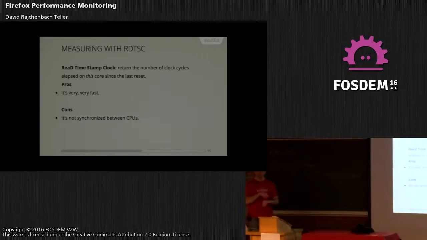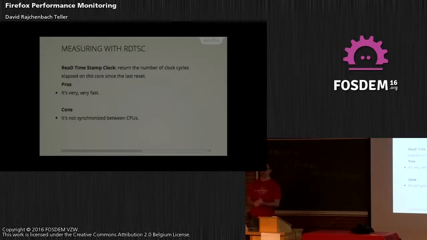You have a clock on the CPU. It tells you how many times the clock has turned since you started your CPU, so basically since you started your computer. The good thing is it's pretty fast. You just need to read a register from the CPU. There is nothing more to it.